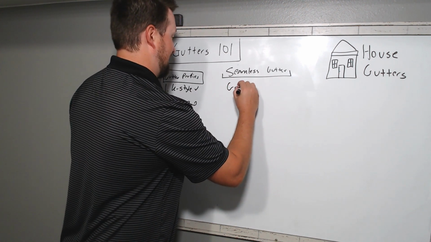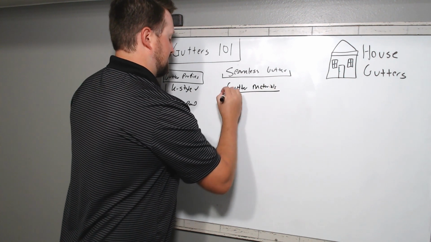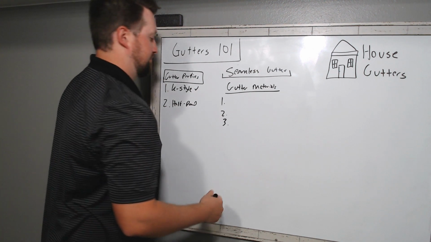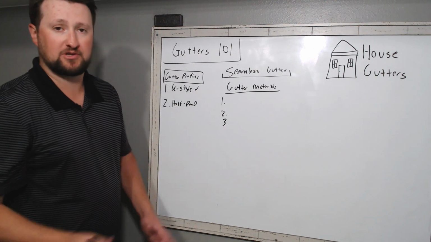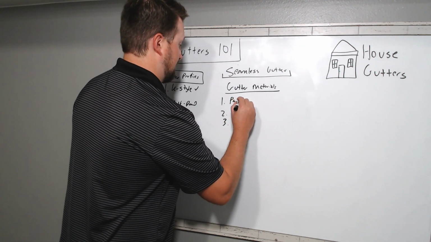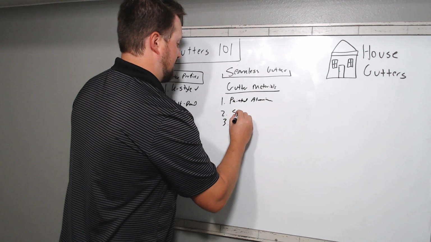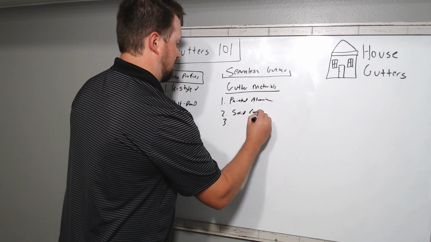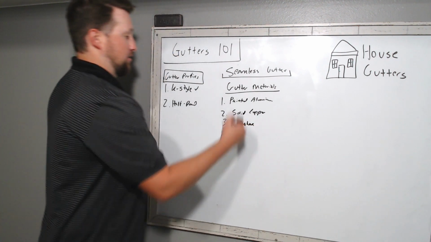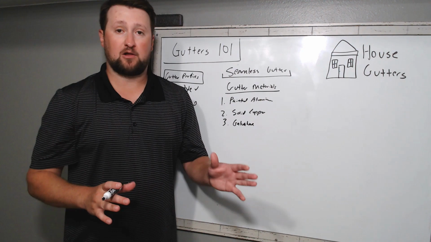Well, basically what you have are different materials for gutters. Your typical 3 options for residential, and this could be different in other parts of the country, but here on the Gulf Coast, typically what you have is painted aluminum, solid copper, and what's called galvalume. Painted aluminum with our supplier, we can actually get in 30 colors.